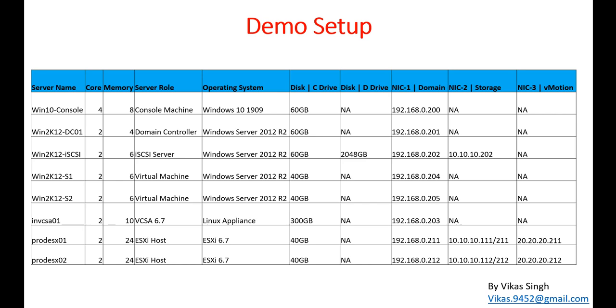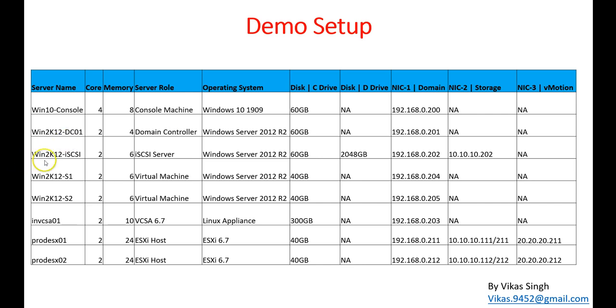So this is my demo environment which I'm going to use in this video. The first machine is Win 10 CL console. Basically this is my client machine where I have installed the console and everything. So I'm going to work from this machine, and I'm going to run the upgrade from this Windows 10 machine. And apart from that, I have one domain controller which is Win2K12 DC01. This is working as a domain controller, Active Directory and DNS server.